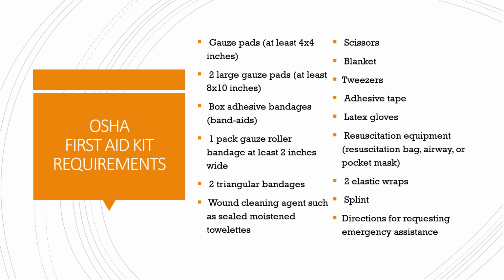In this slide, we will be talking about the OSHA's first aid kit requirements. So you have gauze pads with at least 4 by 4 inches, two large gauze pads, box adhesive bandages or band-aids, a gauze roller, two triangular bandages, wound cleaning agents such as sealed or moistened towelettes, scissors, blankets, tweezers, adhesive tape, latex gloves, resuscitation equipment, resuscitation bag or airway or a pocket mask would be an example.